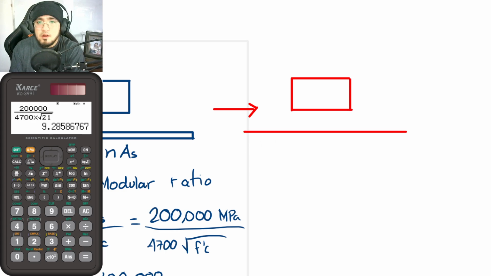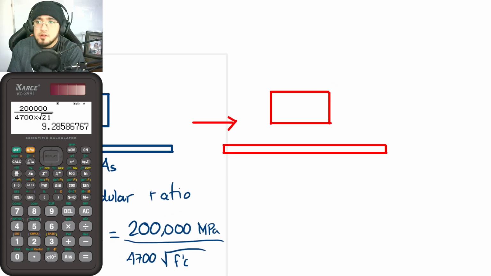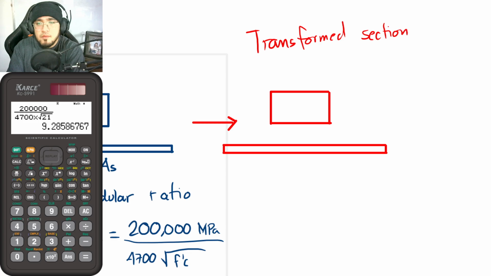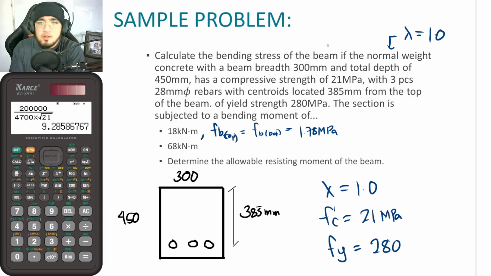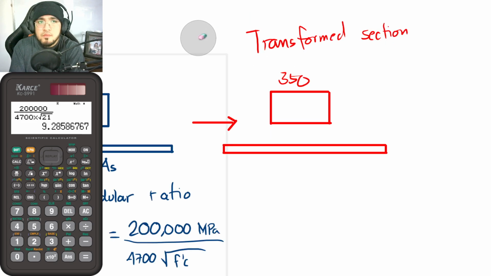So if this is our cracked section and transformed section, once again, this is now our transformed section. Okay, so the value of the breadth of the beam is still 300, I should say. So the value is 300 mm.